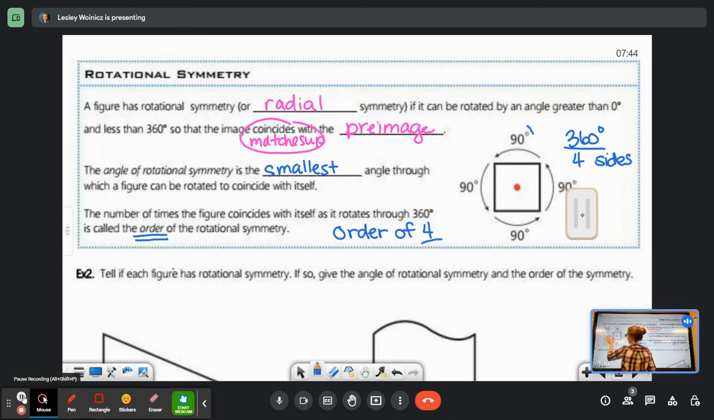Let me go through and show you really quick the positions this side can be in. So this side is going to start here. That's 1. When we rotate it 90 degrees the first time, it's here, 2. And then when we rotate it again 90 degrees, that's 3. And the last time gives us our order of 4. Because after that, we're back where we started, position 1. Cool.